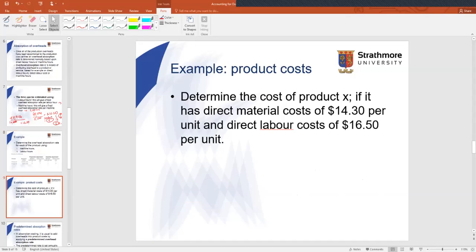Now here is another question that picks from where we have just left. Determine the cost of product X if it has direct material cost of 14.3 and it has labor cost of 16.3. Take 1 minute to go through it, if you want to copy.